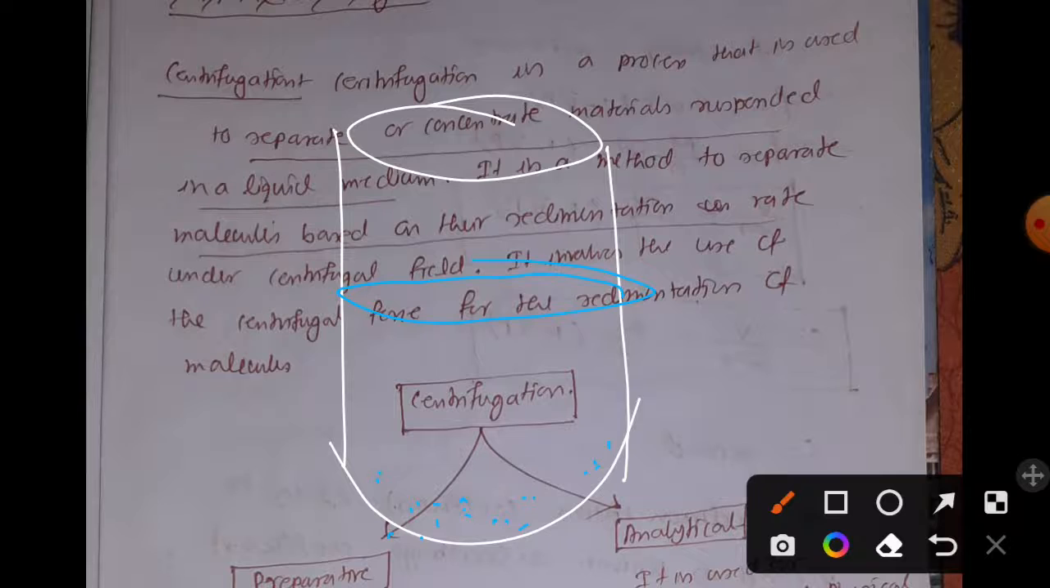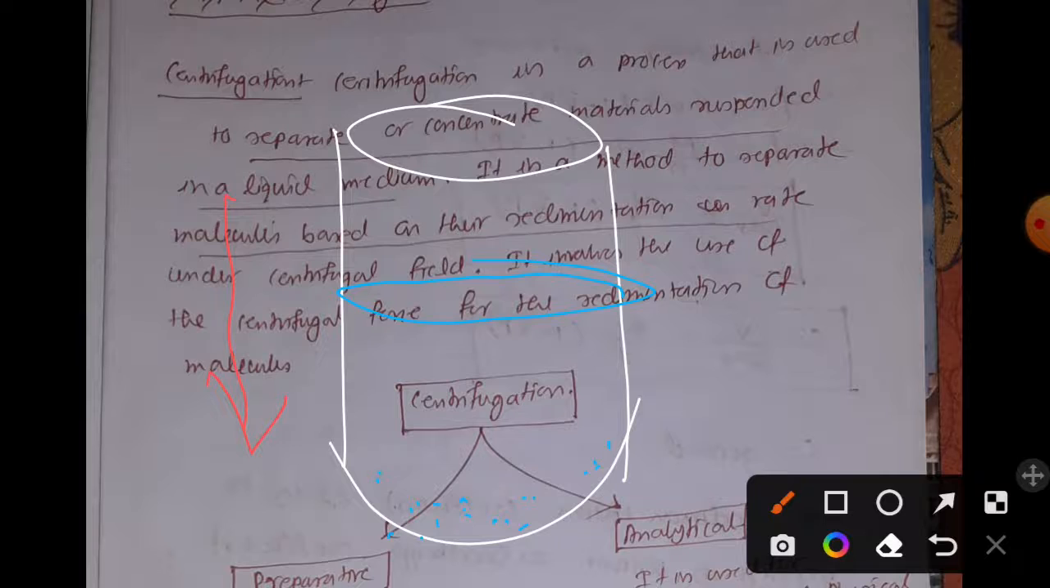So that is the reason why, along with gravitational force, we employ another kind of force called centrifugal force with the help of a centrifuge machine. Okay, this centrifugal force simply helps the gravitational force to sediment the materials. That is the concept of centrifugation.